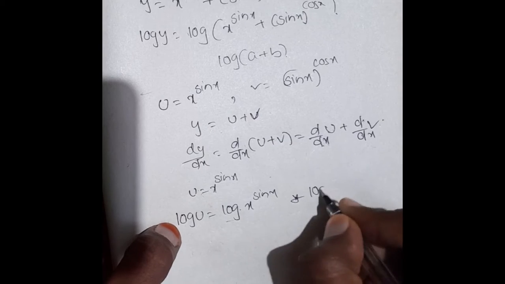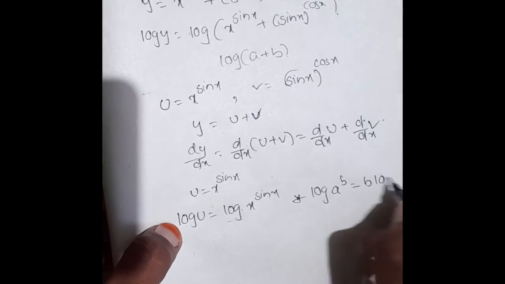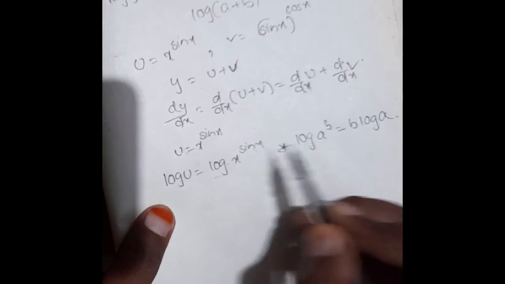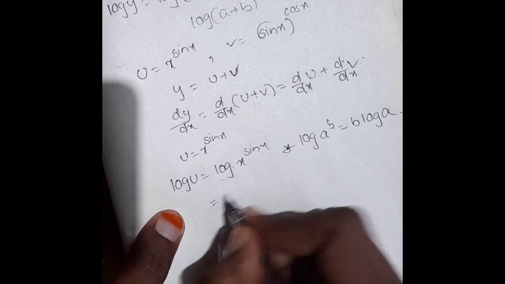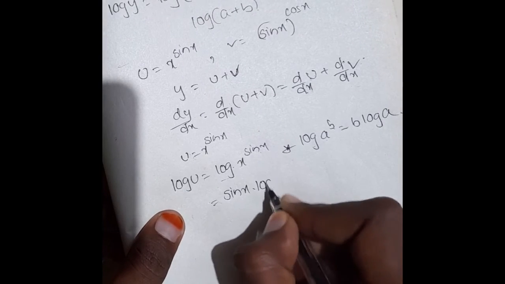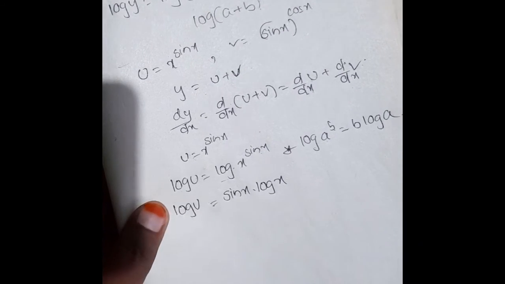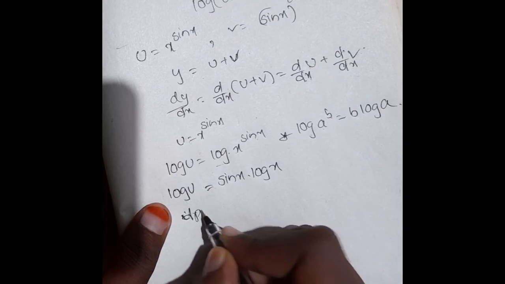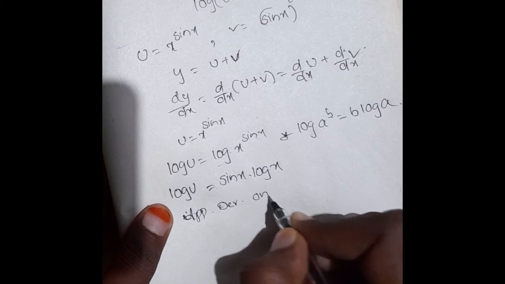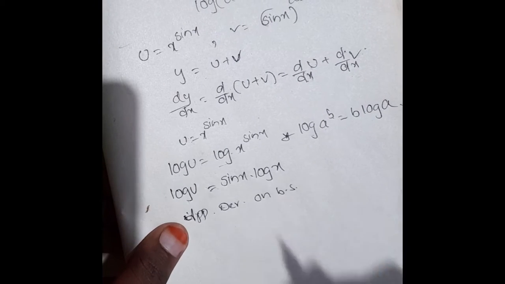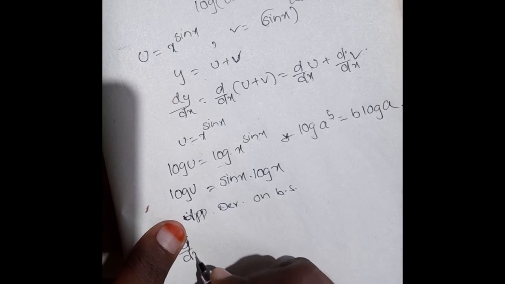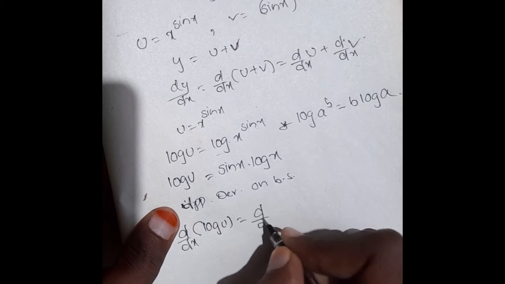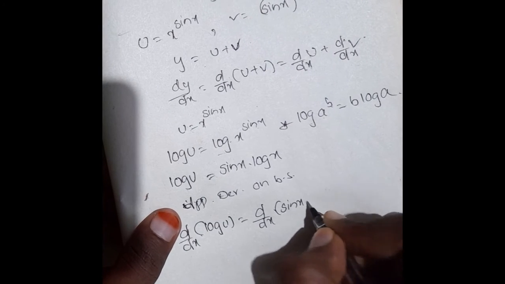Applying log on both sides, log u equals log x to the power sin x. What's the formula? Log a to the power b equals b log a. In the place of b we have sin x and in the place of a we have x, so sin x into log x. Now applying derivative on both sides, differentiating with respect to x: d by dx of log u equals d by dx of sin x log x.